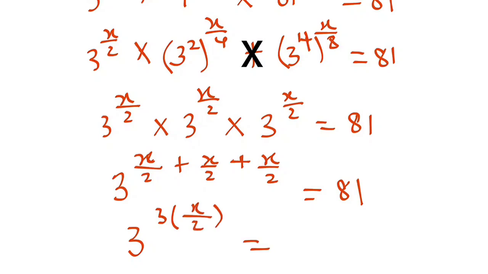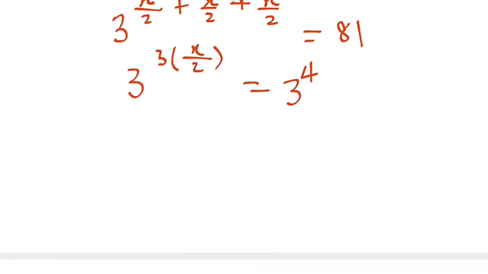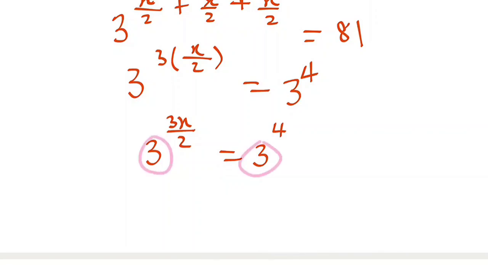Then we have 81, which can be written as 3 to the power of 4. Are you following? So now we're going to have 3 to the power of 3x over 2 equals 3 to the power of 4. Since we have the same bases, we are going to equate the exponents. So we're going to have 3x over 2 equals 4.